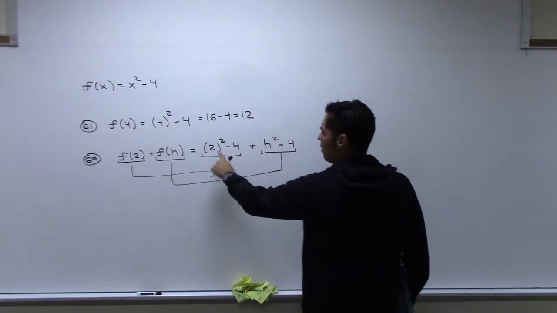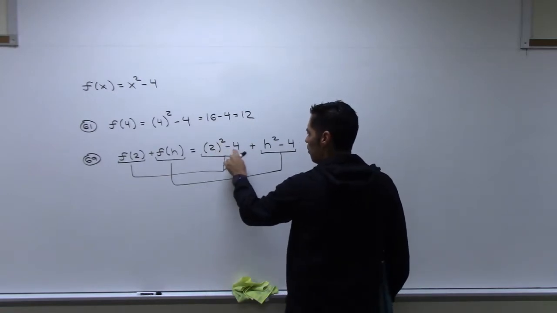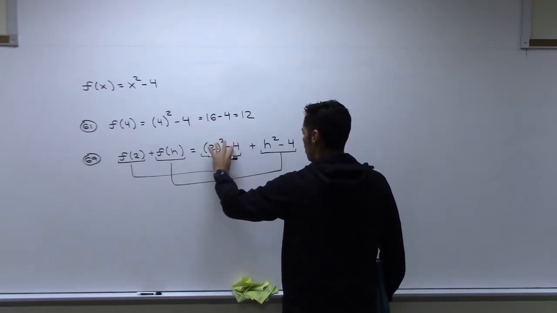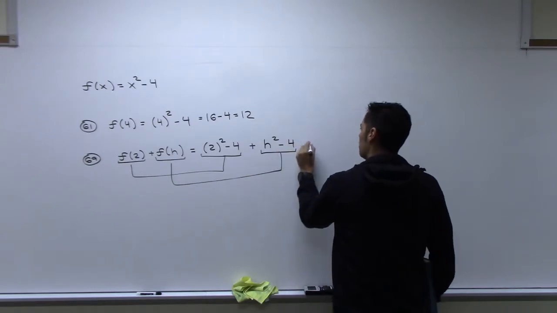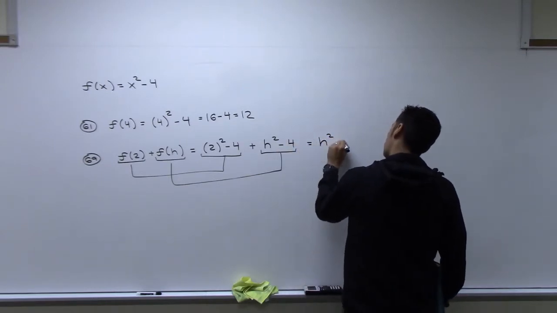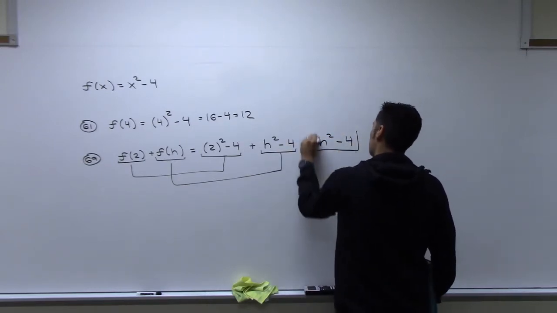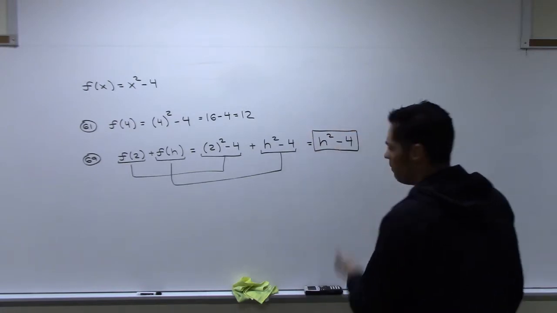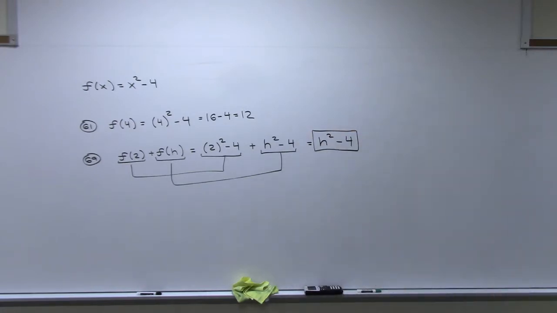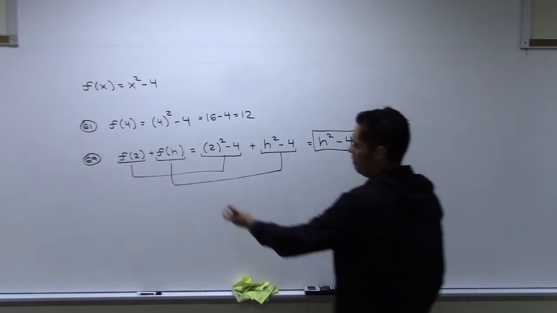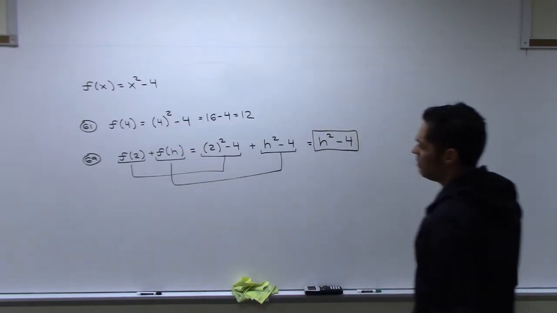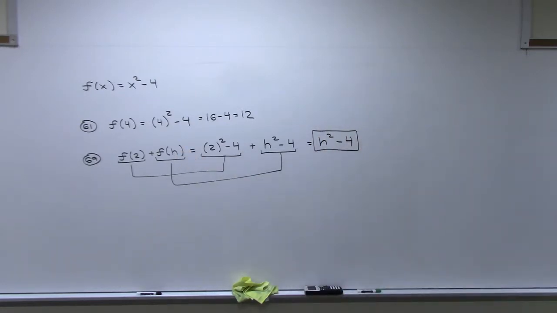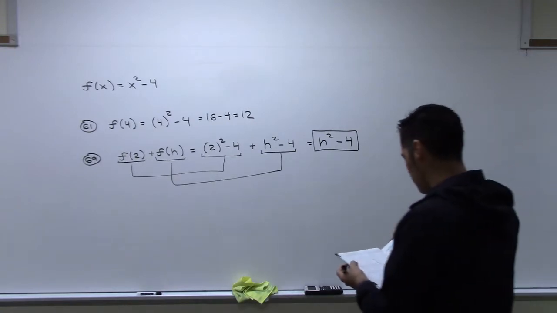Now 2 squared is 4. 4 minus 4 is 0. So all of that's just 0. So all you're left with is this. So your answer is h squared minus 4. Notice it's not a numerical answer. You have a variable in your answer. And that's okay, because you had a variable being plugged in. It makes sense that you would get a variable on the output of this function. All right, let's look at number 73.